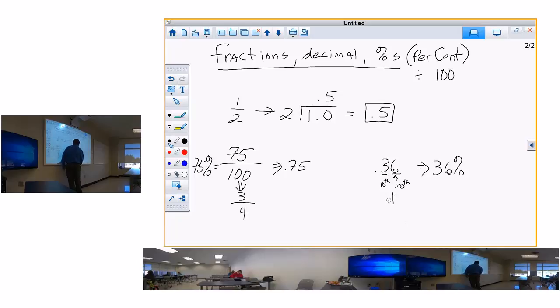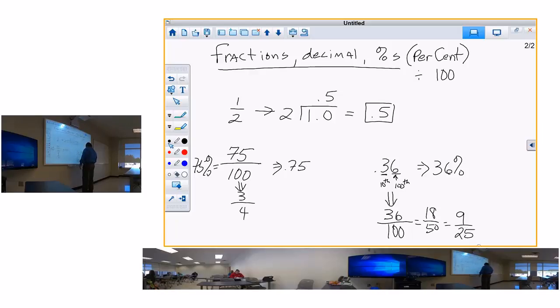Or I can change it. What is the other than decimal and percent? A fraction. What place is it? 100. I can say 36 over what? 100, and reduce that down to 18 over 50. Reduce that down to 9 over what? 25. Y'all check me. I think that's about right.